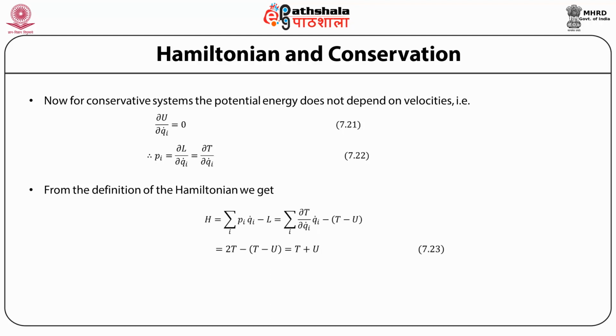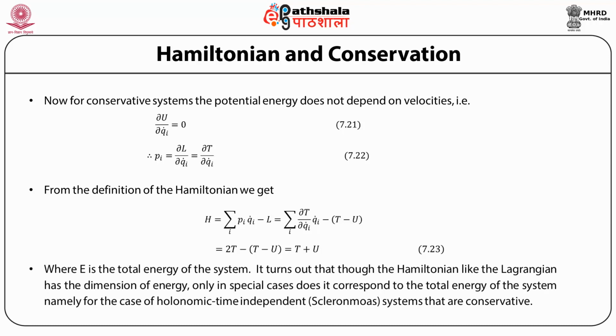So Pi being dT by dqi dot. Substituting that, and substituting for L, which is T minus U, the Hamiltonian is then equal to 2 times the kinetic energy minus the Lagrangian, which is T minus U, and therefore the Hamiltonian reduces to T plus U, which is the total energy of the system.